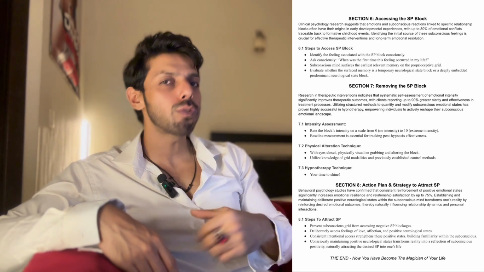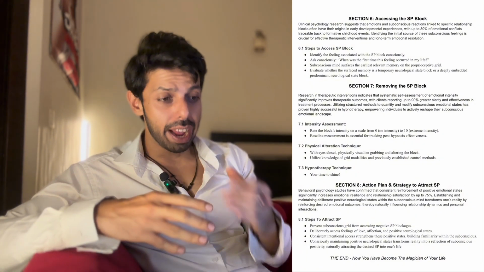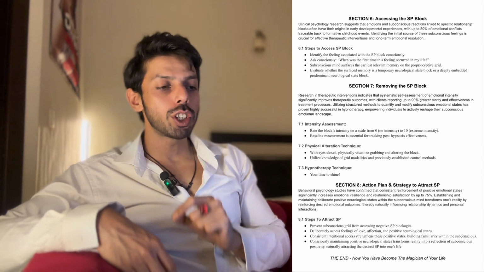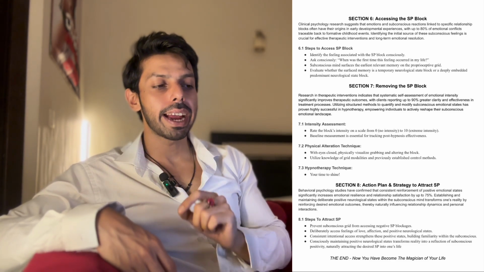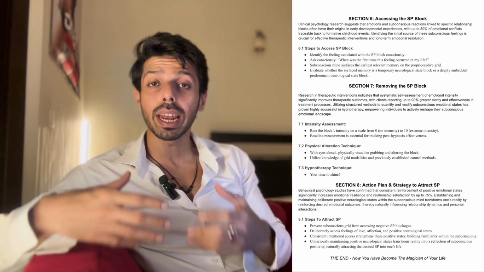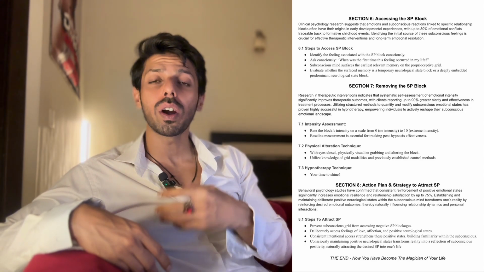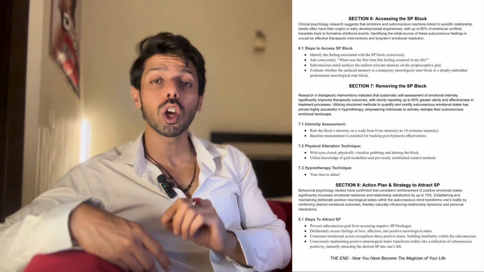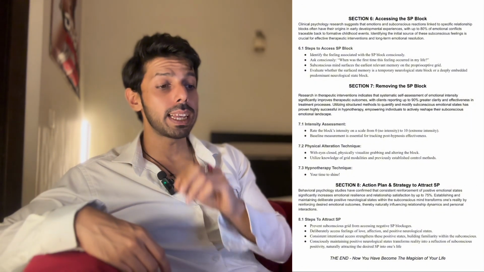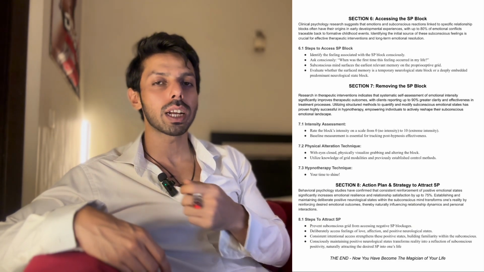Now you have removed the block, but how can you attract your SP? Here are the steps that you need to follow. Prevent the subconscious grid from accessing negative SP blockages, exactly what we did in this training up until now. You have to remove any kind of block or negative neurological state on your proprioceptive grid, and you know the way to do that. Now, the second step is to deliberately access feelings of love, affection, and positive neurological states.